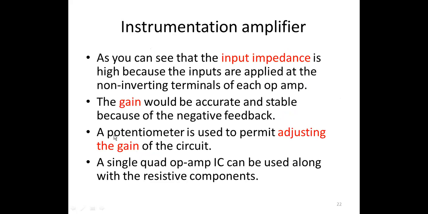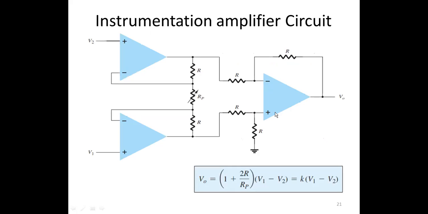A potentiometer is used to permit adjusting the gain of the circuit, as I discussed. The potentiometer को आप adjust करके gain को adjust कर सकते हैं. और a single quad op-amp IC can be used along with resistive components. The circuit will also be compact. You require 3 op-amps, and a single IC with 4 op-amps in it can be used to implement this instrumentation circuit.